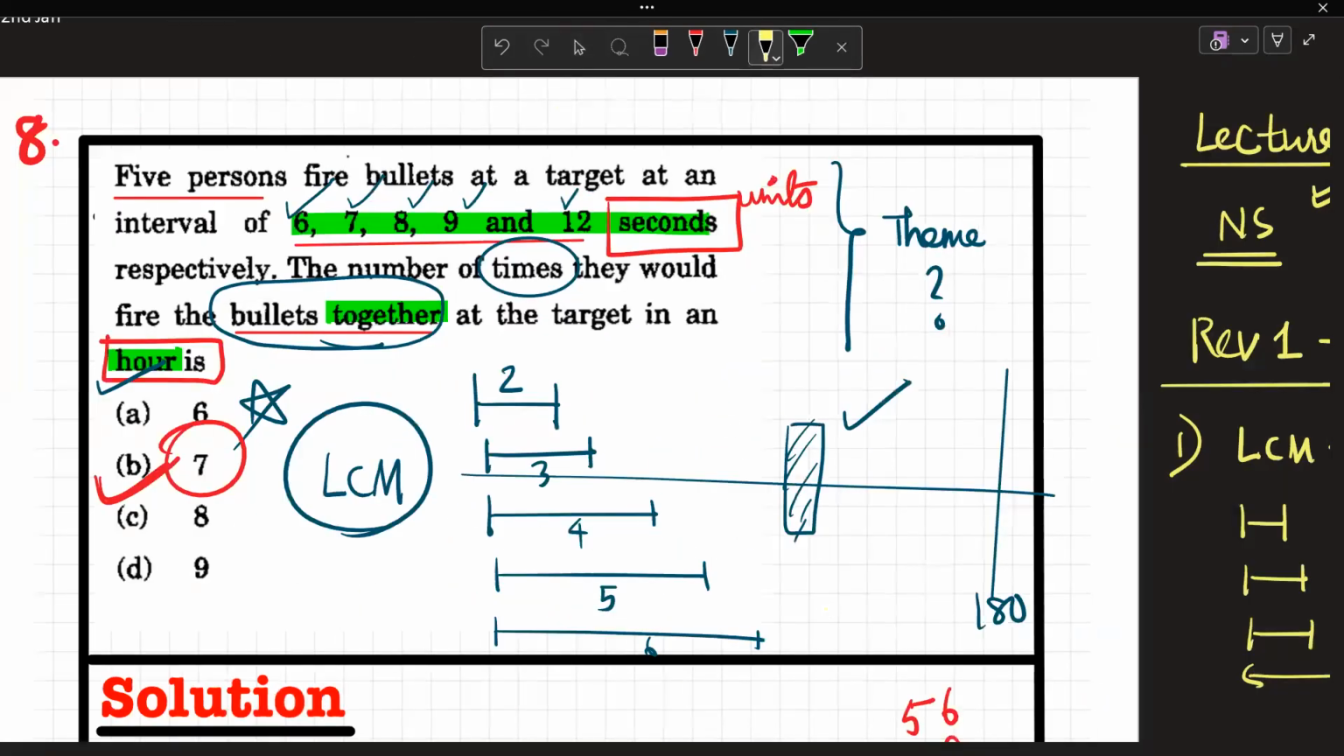Now what we did in lecture number 2. First of all, can you recall this question? I hope you can. The question was about bullets. 6, 7, 8, 9, 12 seconds were given. We used the LCM method to find how many times they would fire the bullets together within a respective time. That was within an hour. Clear? So this question was similar to the 40, 42, 45 steps question. One was the group question, when the groups will meet after 2 days, 5 days, 6 days. That was one question. This is another question. So these are all similar kind of questions.